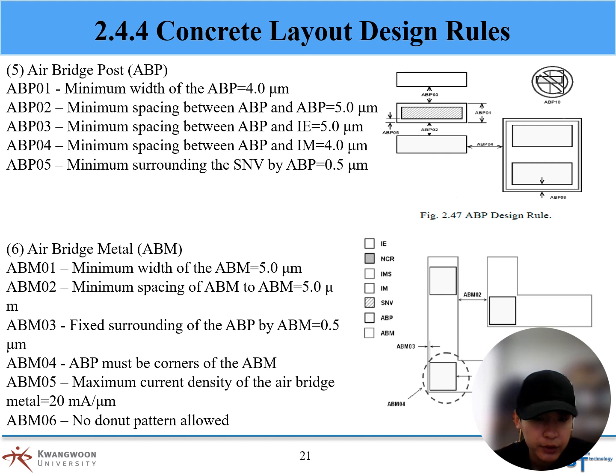The sixth is ABM. The minimum width of the ABM is 5 micrometer. The minimum spacing of ABM to ABM is 5 micrometer. The fixed surrounding of the ABP by ABM is 0.5 micrometer. The ABP must be corners of the ABM. The maximum current density of the air bridge metal is 20 mA per micrometer. There is no donut pattern allowed.